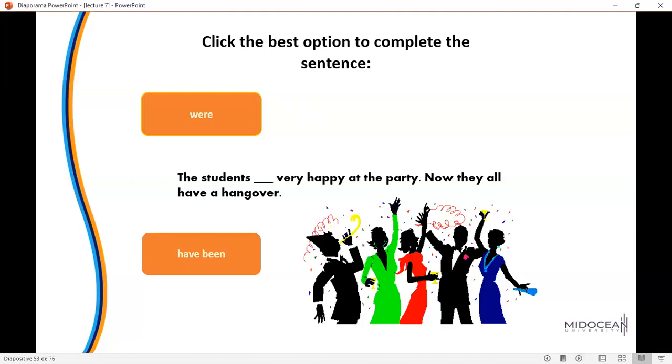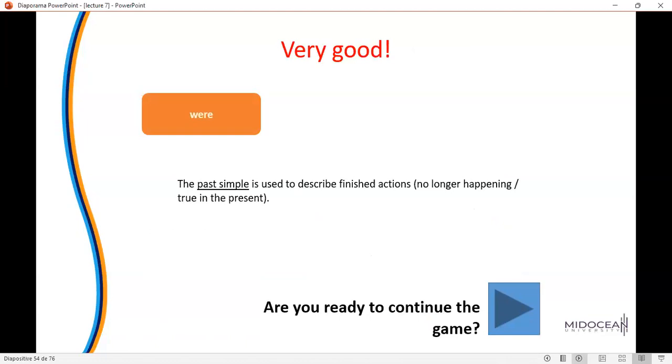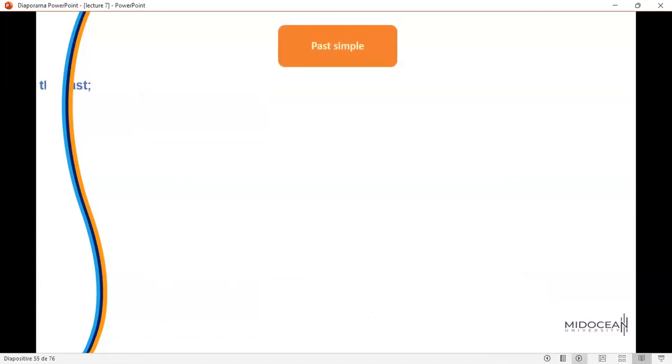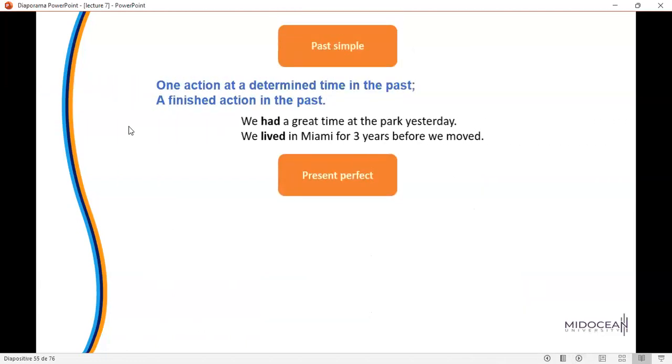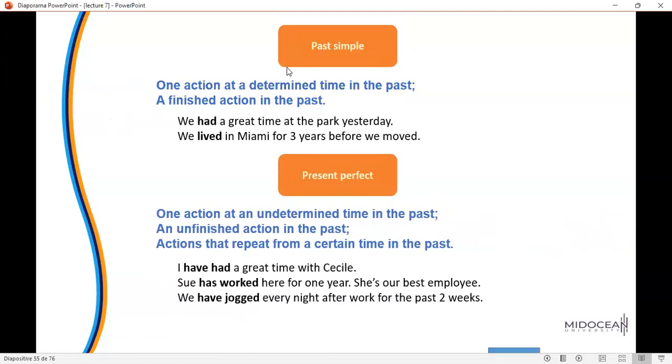Let's check the right answer now. So where is the correct option here. Simple past. So we use the past simple to describe finished actions. Okay. So here the action is no longer happening or true in the present. Okay. So simple past tense. Okay. Thank you so much for participating. Let's continue now.